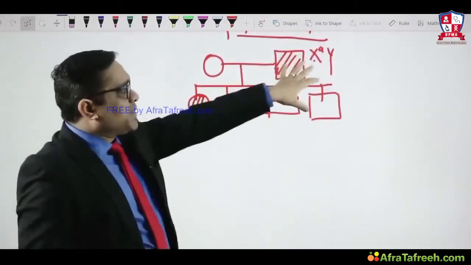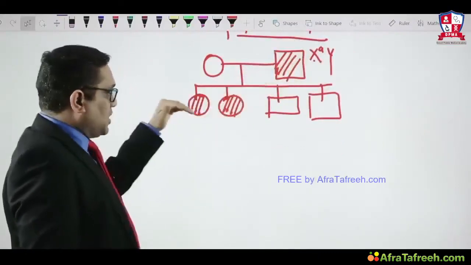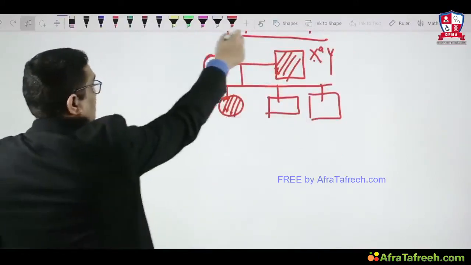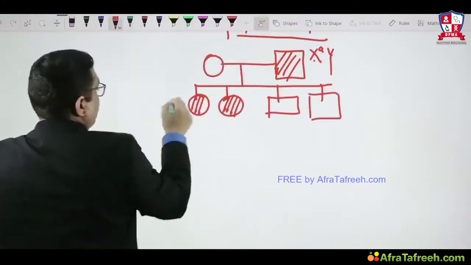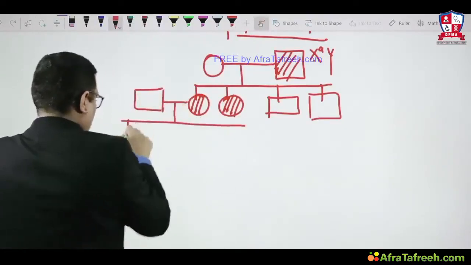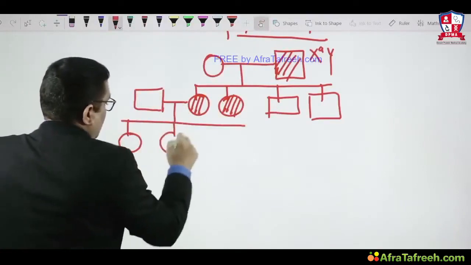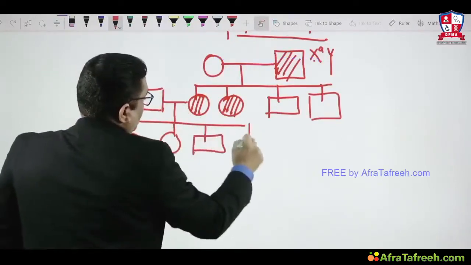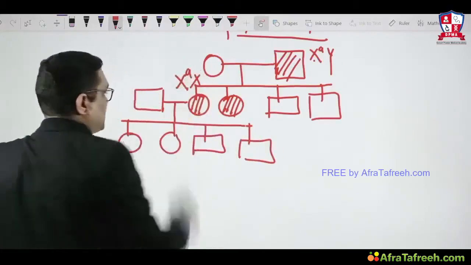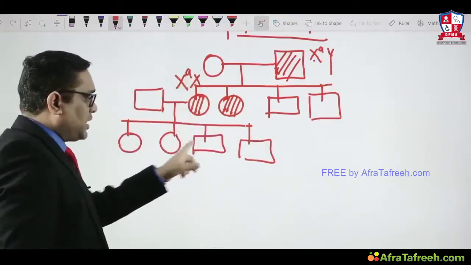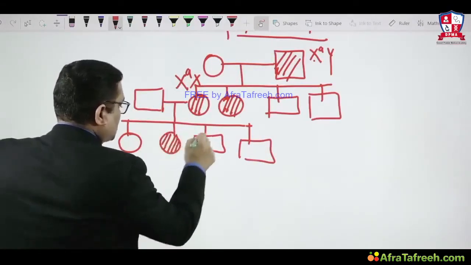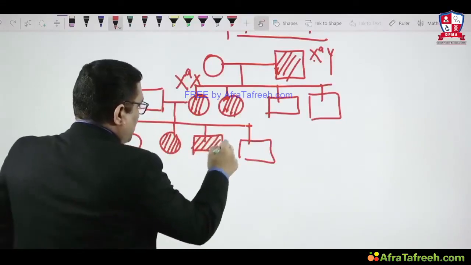So what I am showing you in this pedigree, from the affected father, only daughters are affected, sons are spared. And from this affected daughter, when she marries a normal male, remember the mother's X chromosome will be transmitted to both daughter and son. So when it is transmitted to the daughter, because it is dominant, the daughter will be diseased and the son will also be diseased.